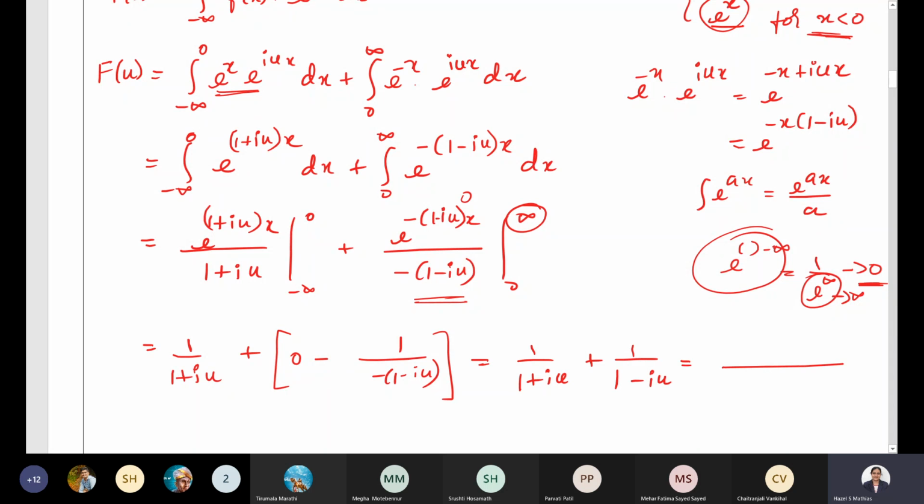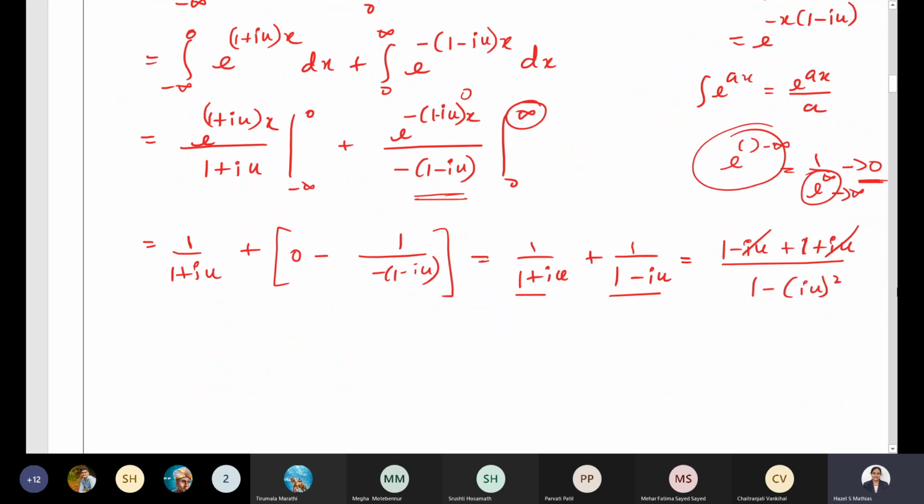When you take the LCM, it's (a plus b) into (a minus b). (a plus b) into (a minus b) is a square minus b square, where b is iu. So a square minus b square, when we take the LCM, what happens? 1 minus iu plus 1 plus iu. So here minus iu plus iu get cancelled. So we will have over here 2 times 1.